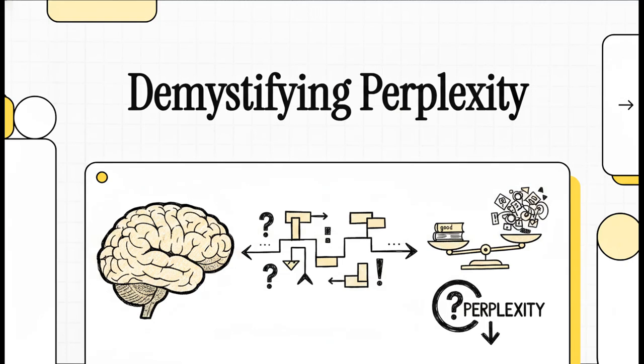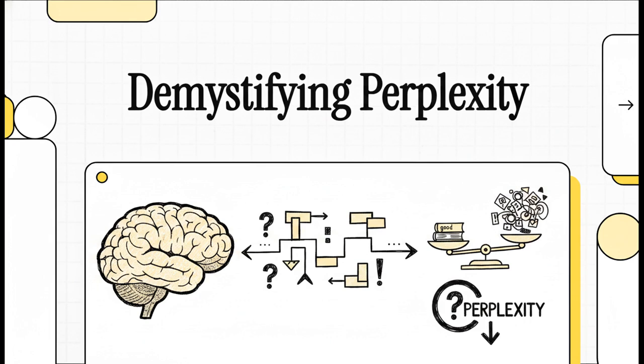Welcome to This Explainer. If you've ever watched a large language model spit out a massive paragraph of text and thought to yourself, wait, how on earth do we actually measure if this is any good, or if the AI is just confidently hallucinating alphabet soup, well, you are in the exact right place. Today, we're demystifying a concept called perplexity.